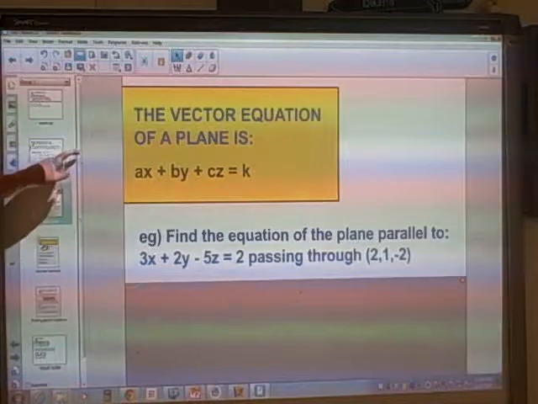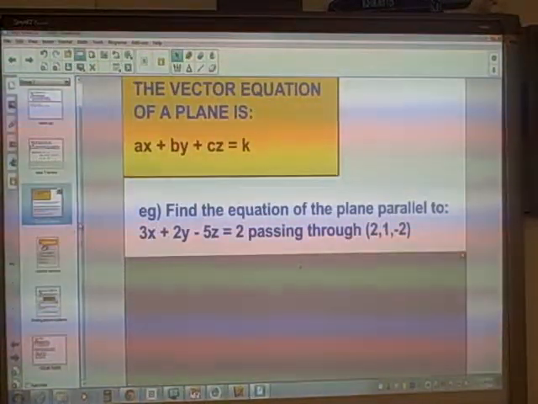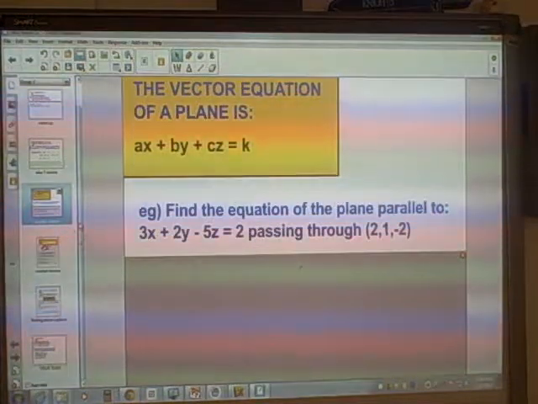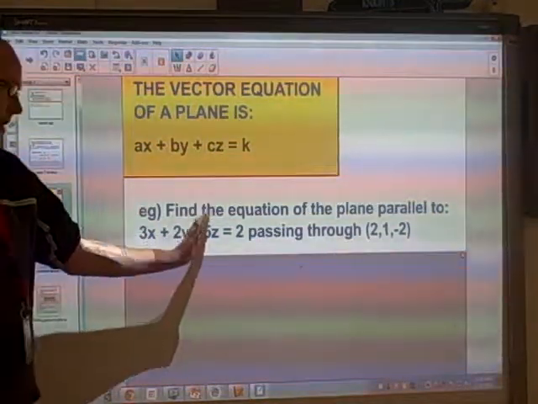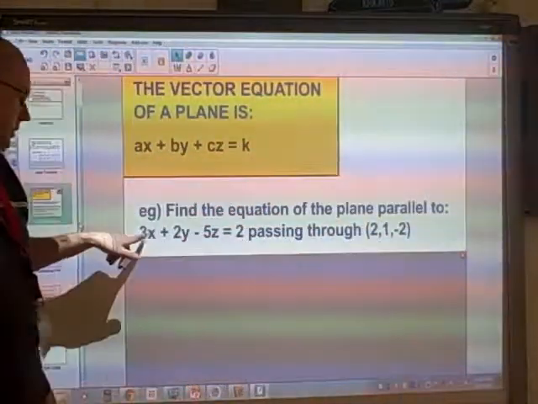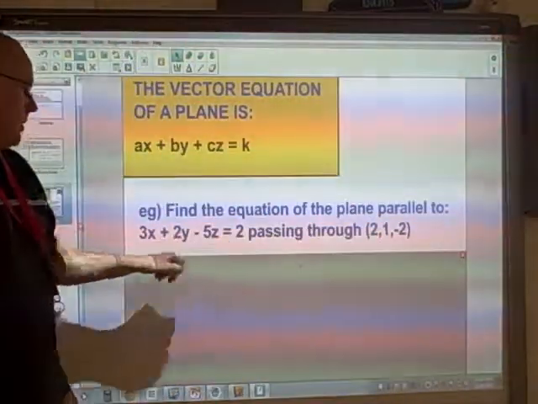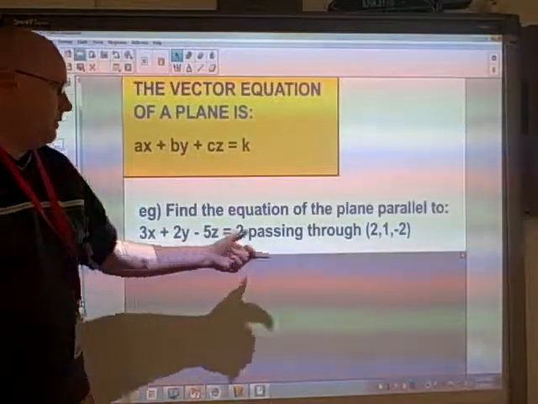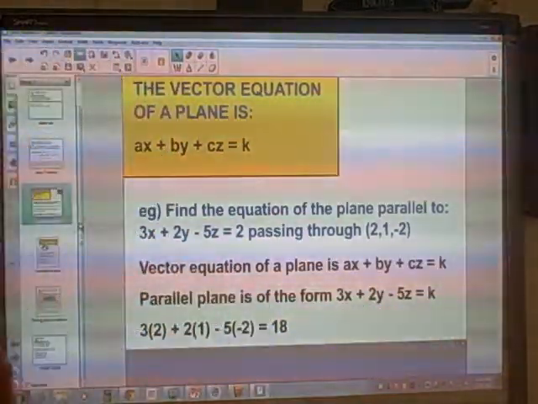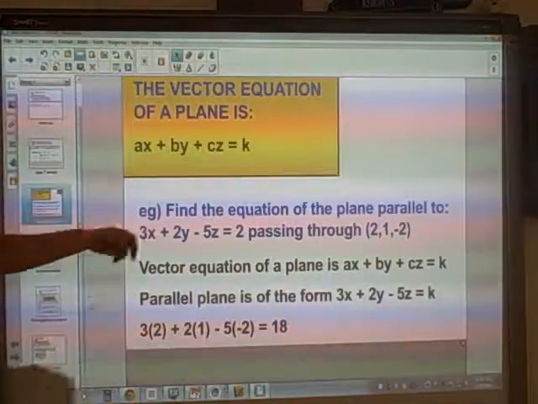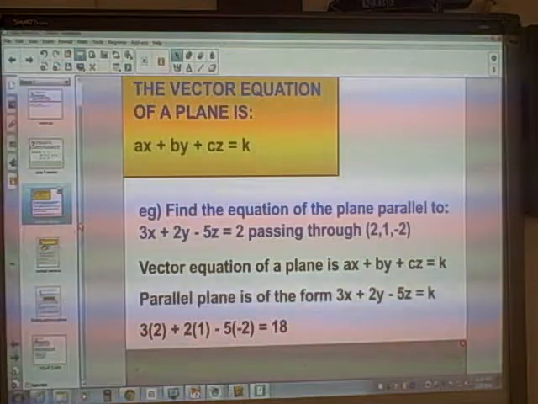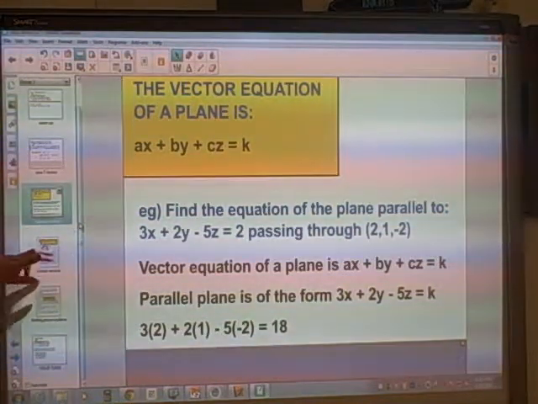So if we have a question like this, find the equation of a plane parallel to this one, passing through this point, we can use the same idea that we used in the other question. These numbers are going to stay the same. The only thing that's going to change is this last number. So if we substitute in 2 for x, 1 for y, and negative 2 for z, then we can find a different value, which is 18. Therefore, our equation parallel to this would be 3x plus 2y minus 5z equals 18. So a fairly easy concept to begin with.